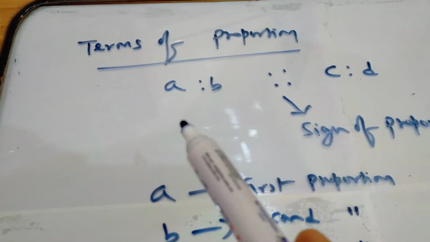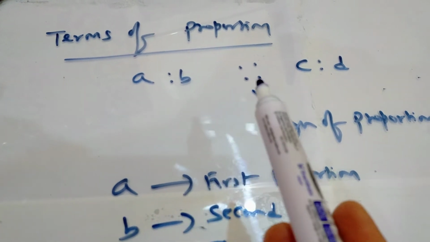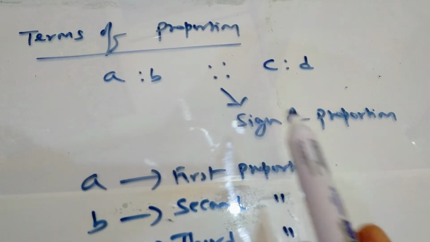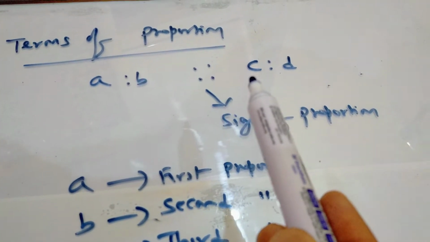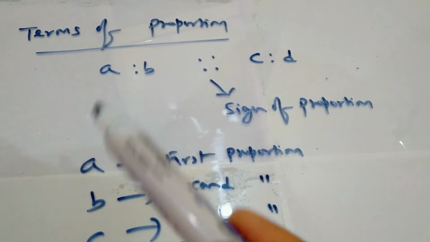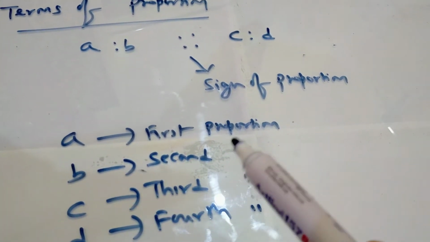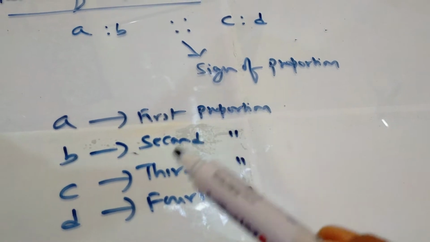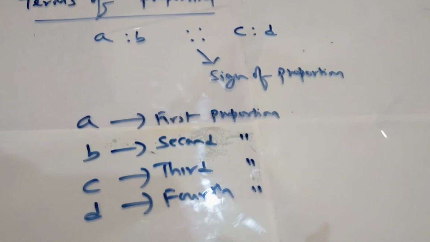Now you see, if A is to B is equal to, this is the sign of proportion, C is to D, then A is called the first proportion, B is called the second proportion, C is called the third proportion and D is called the fourth proportion.